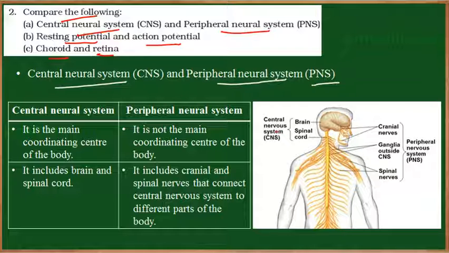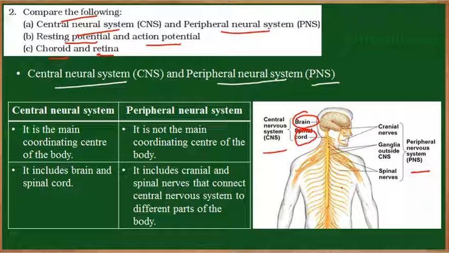So the central nervous system includes the brain and the spinal cord, which controls the activity of other organs. Together, the brain and the spinal cord are called the central nervous system. And the peripheral nervous system consists of the neurons which are not a part of the central nervous system.